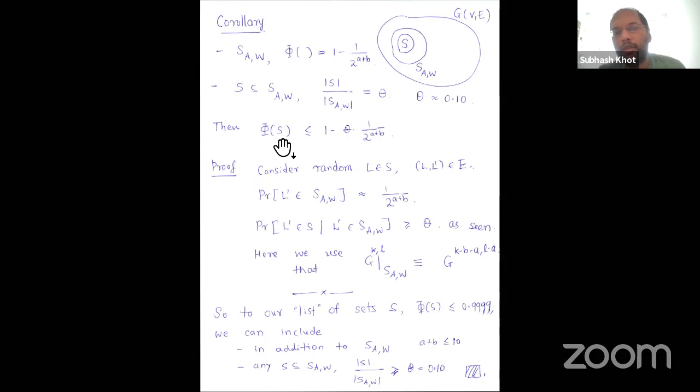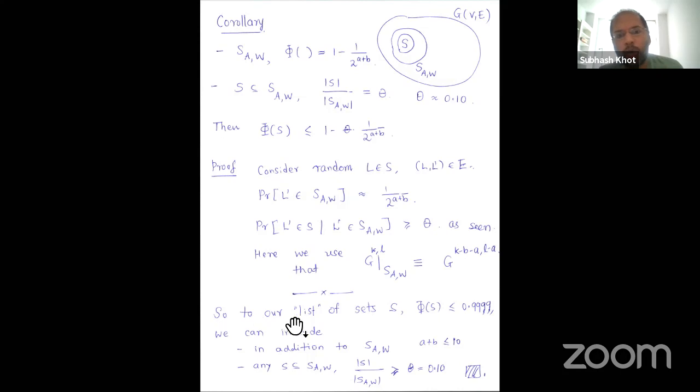Okay, then it's actually easy to show that even if you take a set of constant density inside of one of these special sets, the expansion still remains bounded away from 1. So you can show that the expansion of this set is at most 1 minus theta times 1 over 2 to the A plus B. This 1 over 2 to the A plus B comes from the set S sub AW itself, and this theta comes from this density. But as long as theta is constant density, this whole thing still remains bounded away from 1.